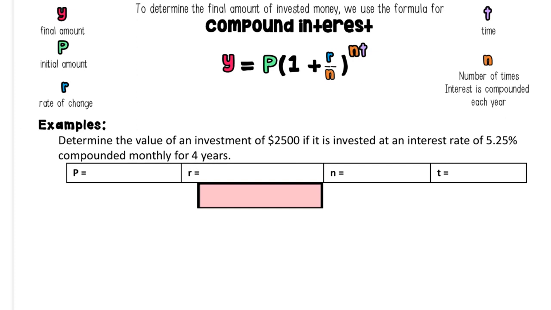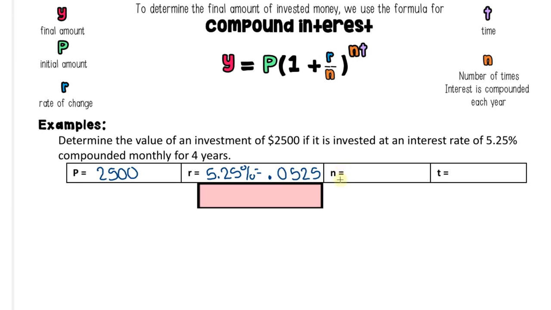So let's just figure out what each of our values are for our variables. So our P, that's our initial amount, $2,500. Our rate, 5.25%. But change that to a decimal. So that's point. Move it 2 places to the left. 0.0525. 2 places.